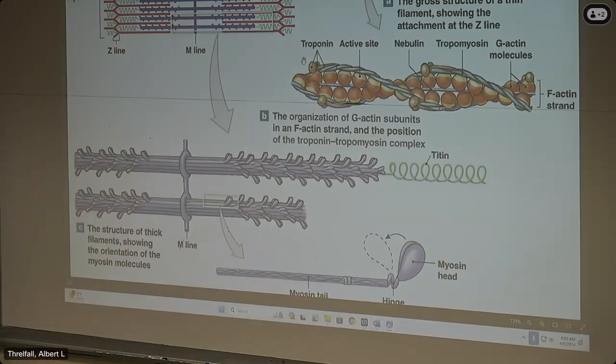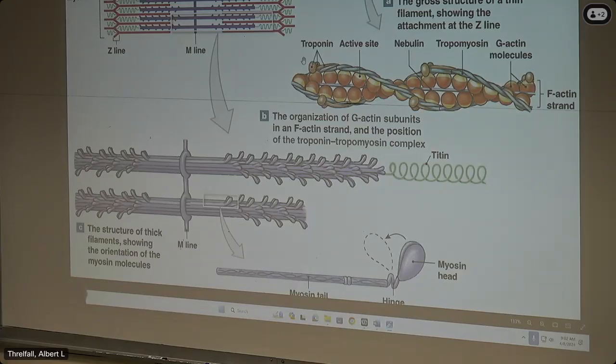So these heads are all binding, swiveling, releasing in perfect synchronization. They're not all binding and pulling at the same moment. If they were, then when they all release, the sarcomere would elongate. Wild stuff, huh?